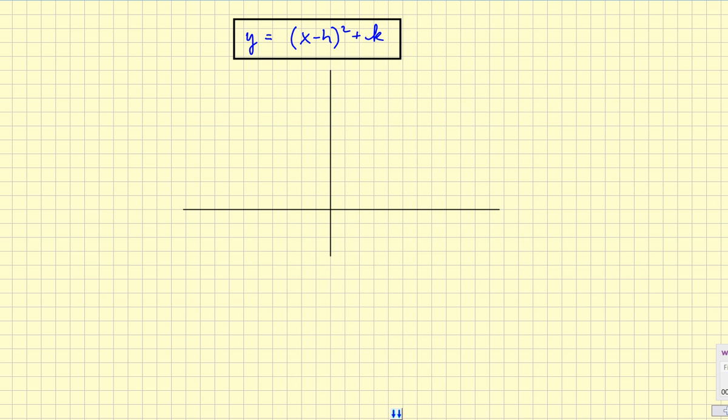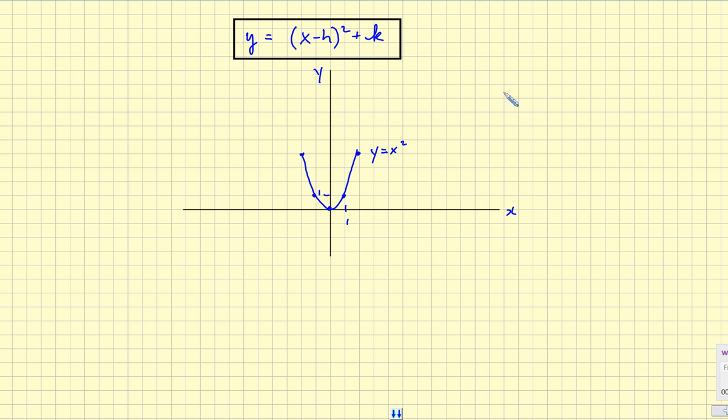So there's my x, there's my y, we're going up by ones, and again we're starting with 0, 0, 1, 1, negative 1, 1, 2 and 4, and negative 2 and 4, and there is my y equals x squared graph. Now I'm going to take a new graph, a combination of both: inside the parentheses is my horizontal shift, and outside of the parentheses is my vertical shift.